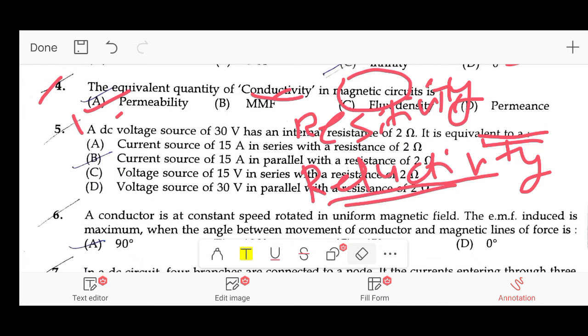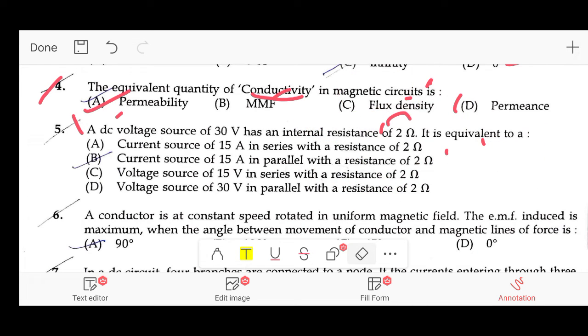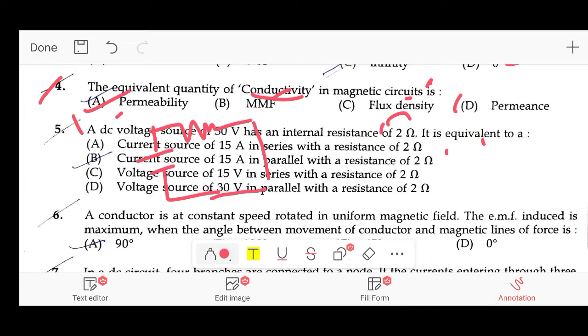Next question. A DC voltage source of 30 volts has an internal resistance of 2 ohm. It is equivalent to a. We have a voltage source and some internal resistance in series with the voltage source, connected to some load here. So here we are given a voltage source and an internal resistance of 2 ohms.